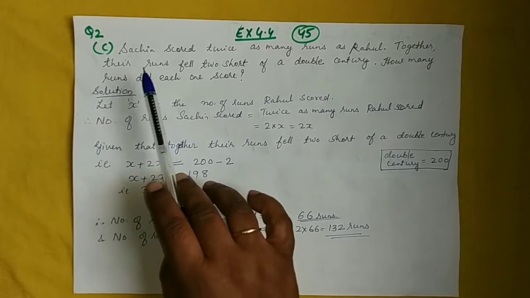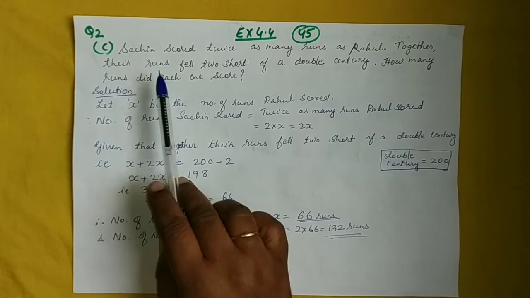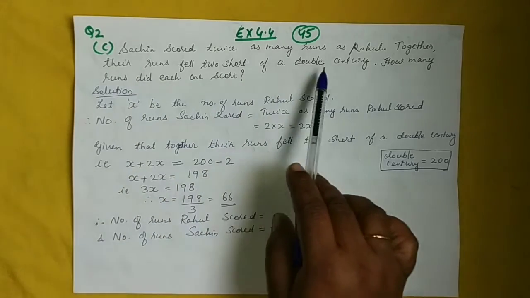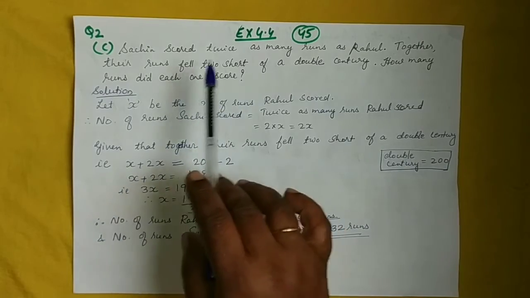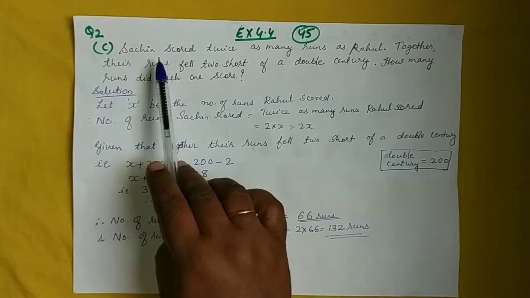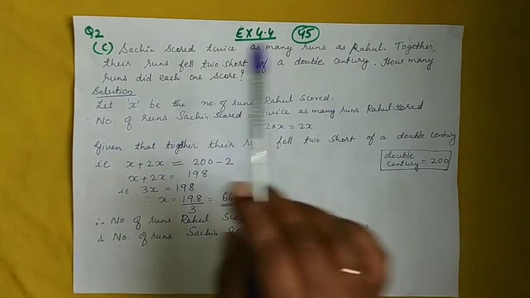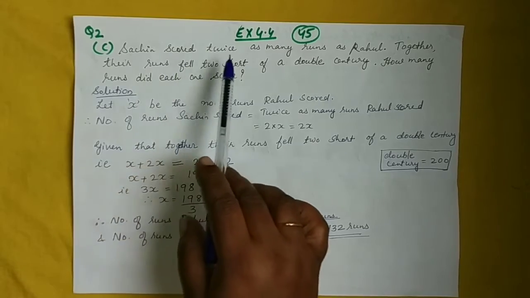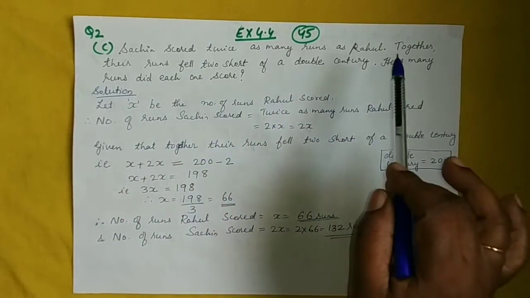Question number 2c. Sachin scored twice as many runs as Rahul. Together their runs fell two short of a double century. How many runs did each one score? Two people are mentioned here. Whose names are mentioned? One is Sachin, other one is Rahul. You know they are cricket players. And what is the statement given? Sachin scored twice as many runs as Rahul. Rahul how much scored?